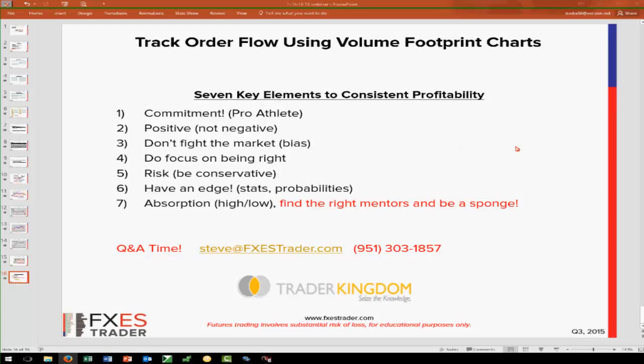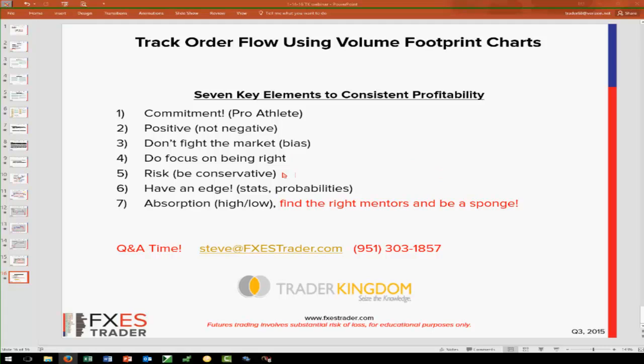Yeah, there we go. So 7 key elements to consistent profitability. This is broken out in much greater detail in the PDFs that I want to send you. Essentially commitment. Obviously, look at the commitment professional athletes put out. It's tremendous. You got to think positive. Don't fight the market. Today is a great example. If you have a short bias, today was not your day. Don't fight it. Ride it. Do focus on being right. Don't focus on your P&L.